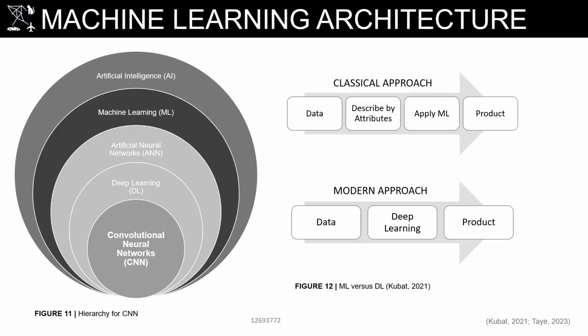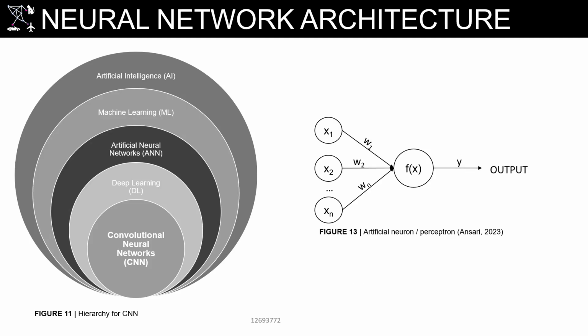Now that we have the images, we need a model to recognize them. Figure 11 shows artificial neural networks, ANNs, are a subset of machine learning. ANNs contain deep learning, which includes CNNs, TE, 2023. As Figure 12 shows, Kubat, 2021, describes deep learning as the more modern approach. At its simplest, the artificial neuron or perceptron takes an input feature, x, applies a weight or importance, w, and passes a weighted sum of those inputs to an activation function, f(x). Ansari, 2023. Then the activation function predicts the output label, y, for the input image, like cat.